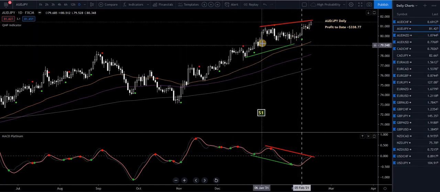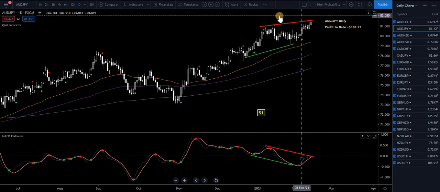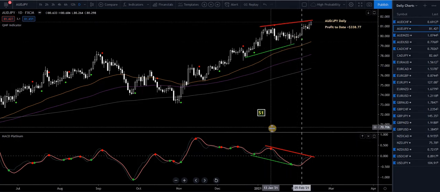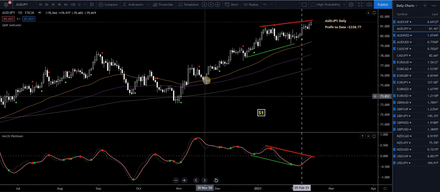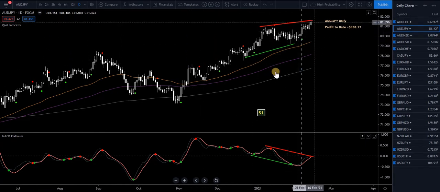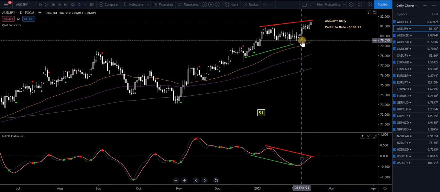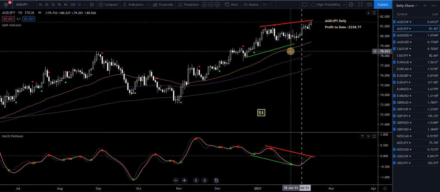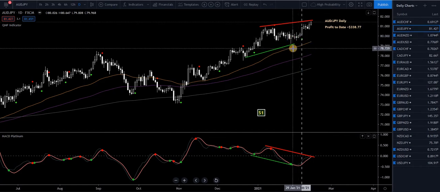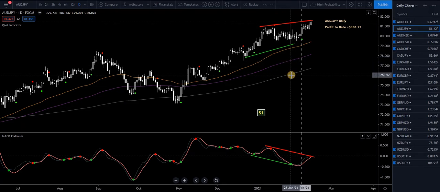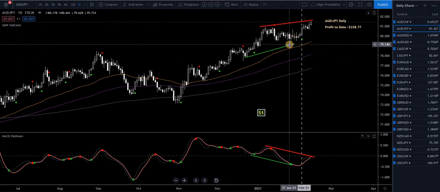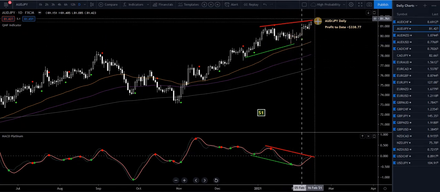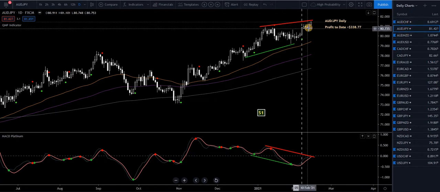The reason I didn't take it was we've had this divergence forming on the bearish side. You can see from about here, price has been going up, and the MACD platinum has just kept on going down. The price didn't come back to the MA. We've got the MAs here: 50 EMA, 100 EMA, and 240 LMA. It didn't come back close enough to the EMAs for my liking. I'm in a few other Aussie pairs, so I just didn't take the buy.